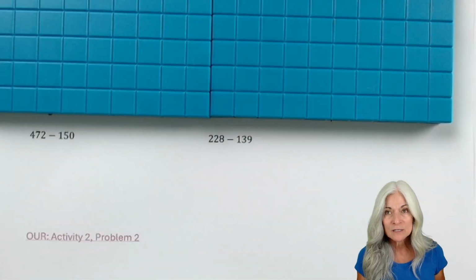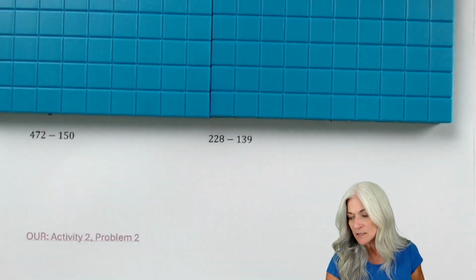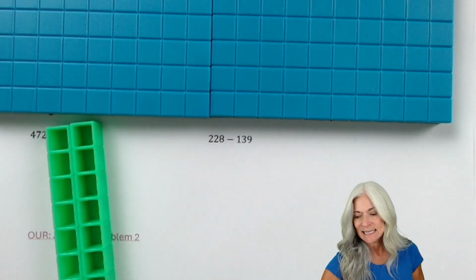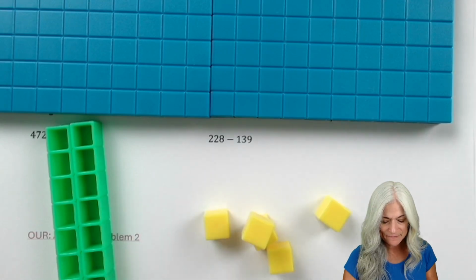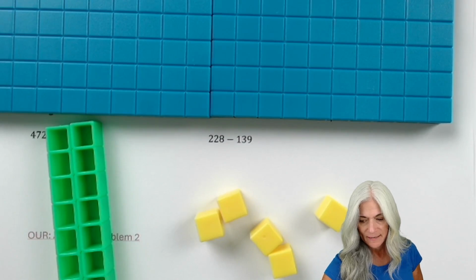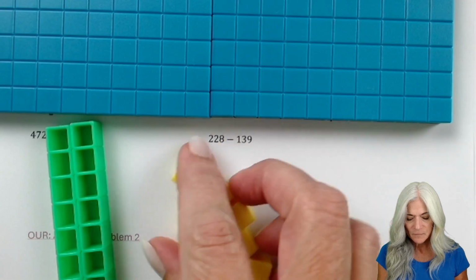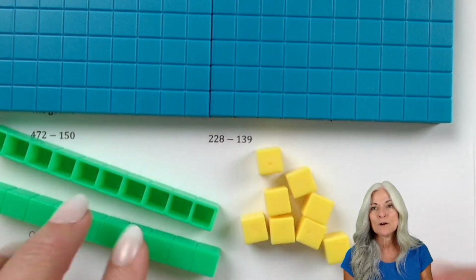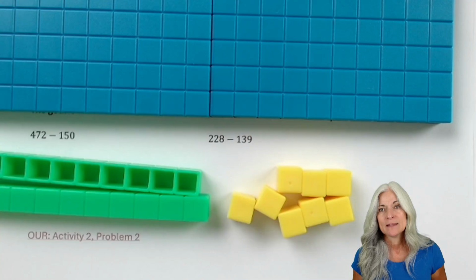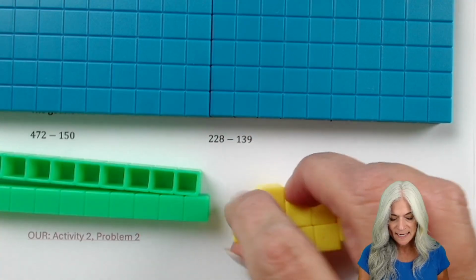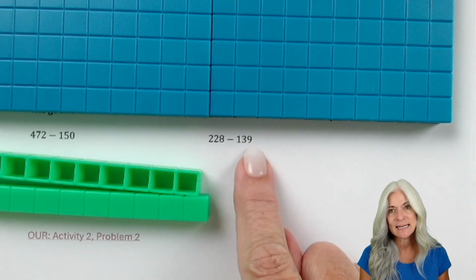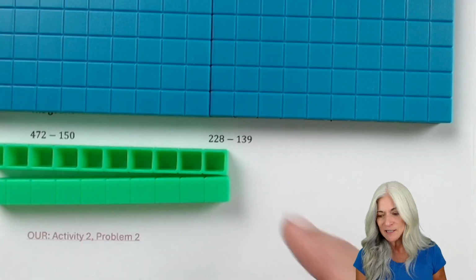We could build 228. So we have 200, we have 20, and then we have 5, 6, 7, 8. All right, we've built 228. We're going to take away 139. So we go, all right, well, we take away 8. It's gone. But I still need to take away 9. I need to take away one more. How can I do that?